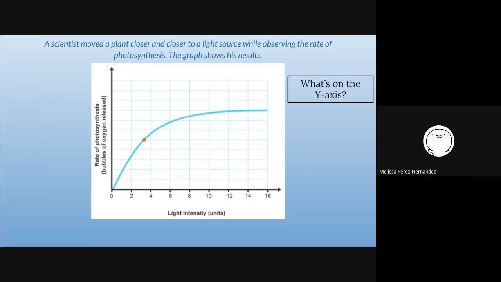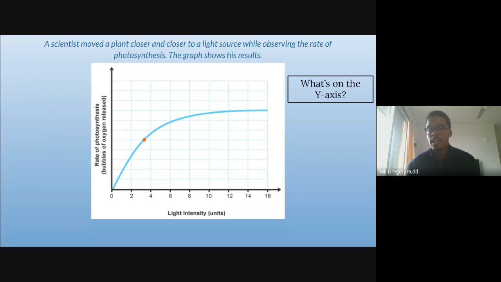The rate of photosynthesis? Good. Thank you, Melissa. Thank you, Janelle, Dejan. Okay, now everybody's coming in. All right, cool. So the rate of photosynthesis is indeed on the y-axis. So your y-axis is, of course, your vertical axis. It runs up and down. In this graph, we're being told that the rate of photosynthesis is represented on this vertical axis, and it's measured in terms of the bubbles of oxygen released.